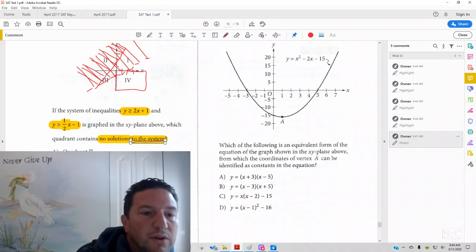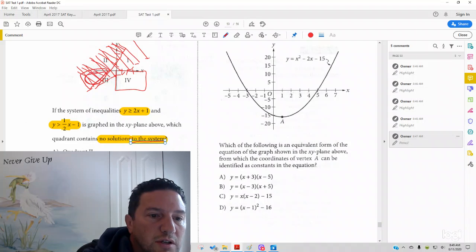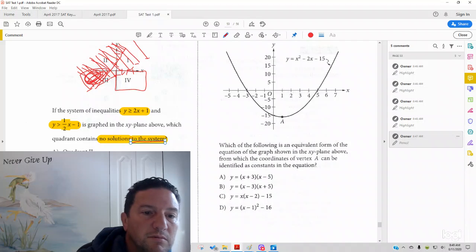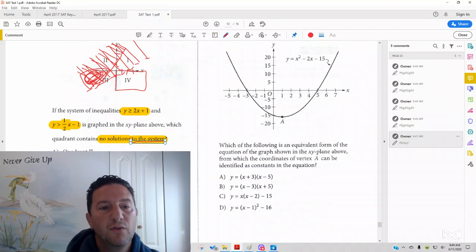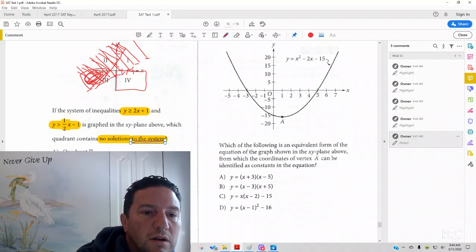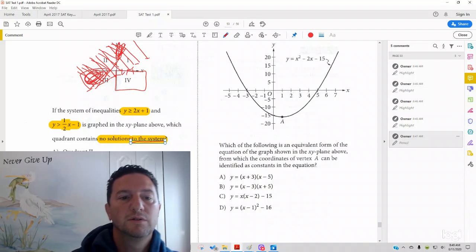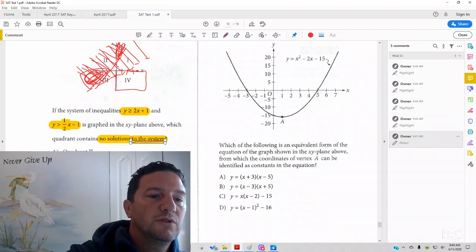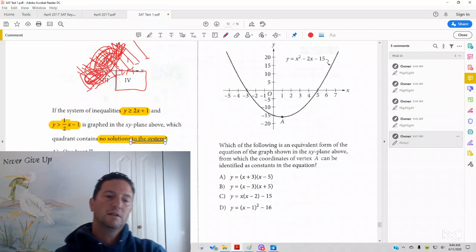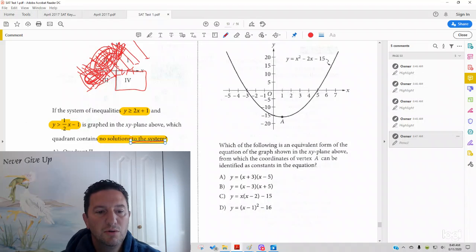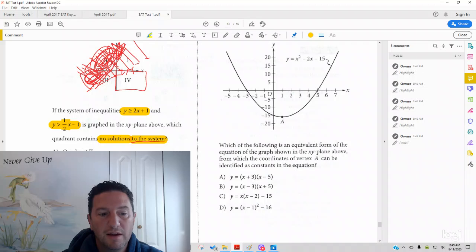If we look at quadrant 3, this part of quadrant 3 has solutions to the system. In other words, you have shading for both graphs. Quadrant 1, this part has solutions to the system, so both lines are shaded there. And then quadrant 2 is this big area right here that has solutions to the system. So the only one that has no solutions to the system, to both lines, is going to be quadrant 4.